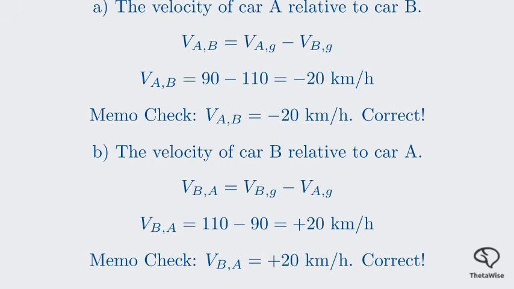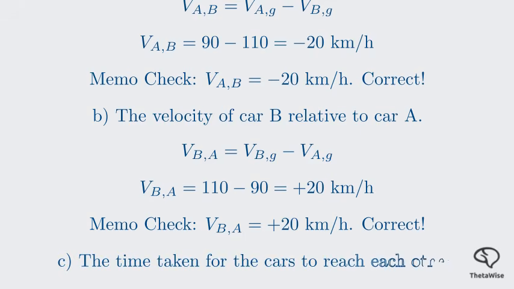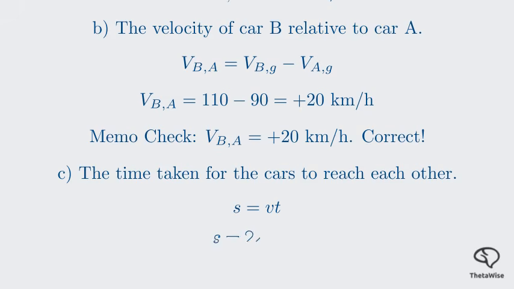Part C asks for the time it takes for the cars to reach each other. Since car B is faster and is behind A, it will eventually catch up. We need to find the time it takes for car B to cover the 2.2 kilometer gap at the relative speed of 20 kilometers per hour. We use our trusted formula S equals V times T. To be consistent with the memo, let's work in meters and seconds. 2.2 kilometers is 2,200 meters.